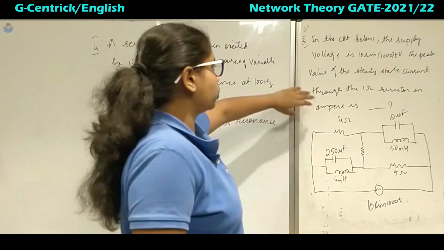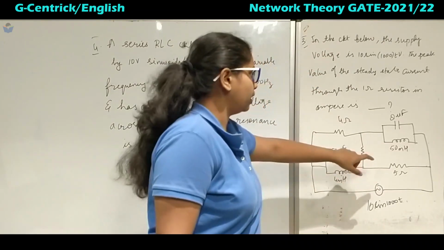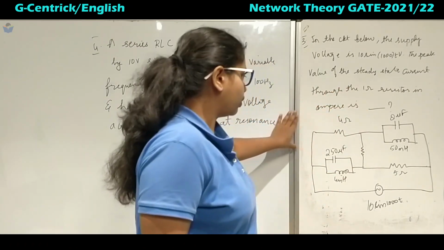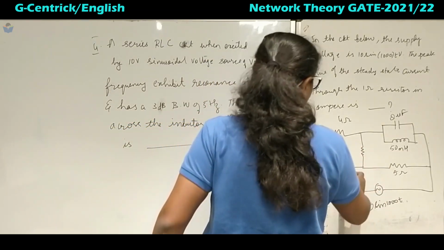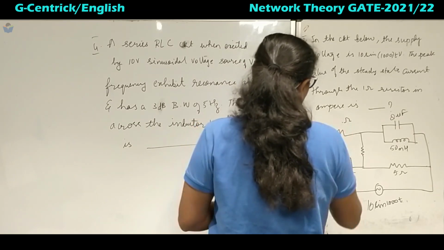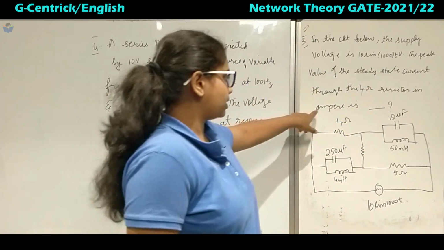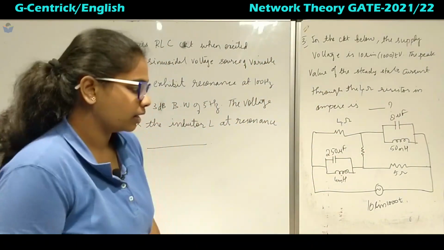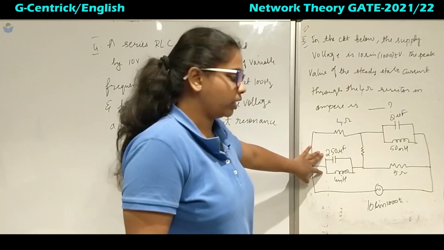Coming to the third question, in the circuit below, the supply voltage is 10 sin 1000 t volts. We have to find the peak value of the steady state current through the 4 ohm resistor, in amperes. I think this is 4 only. Before that, we will convert everything into ohmic values.